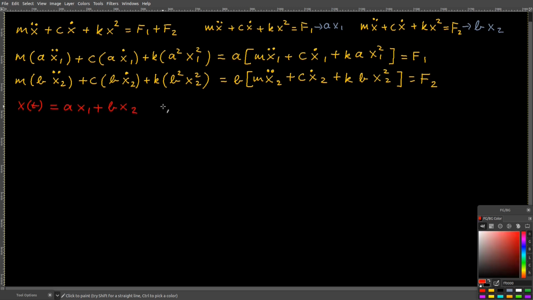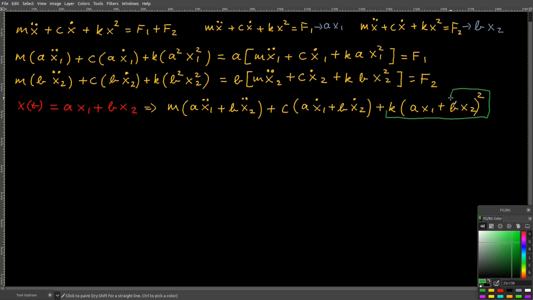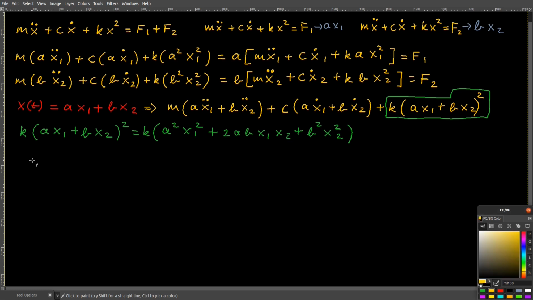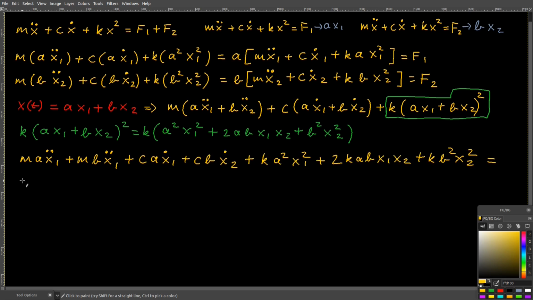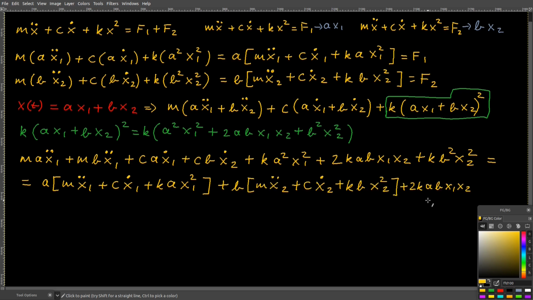Then I will add the two solutions up, and I will insert this new solution into my ODE. I will have m times all this plus c times all this plus k times all this squared. Now this term here, it can be written out in the following way: k times and then all this. And so my ODE now becomes this plus this plus this. If I rearrange the terms, I will have this term plus this term plus this term.